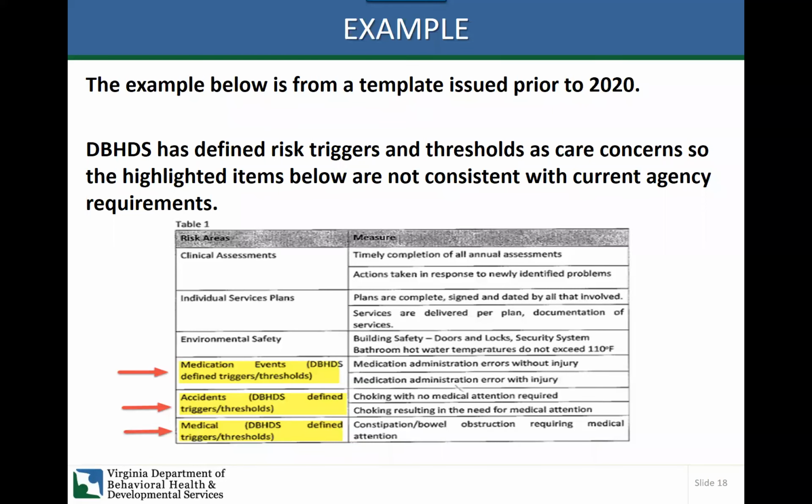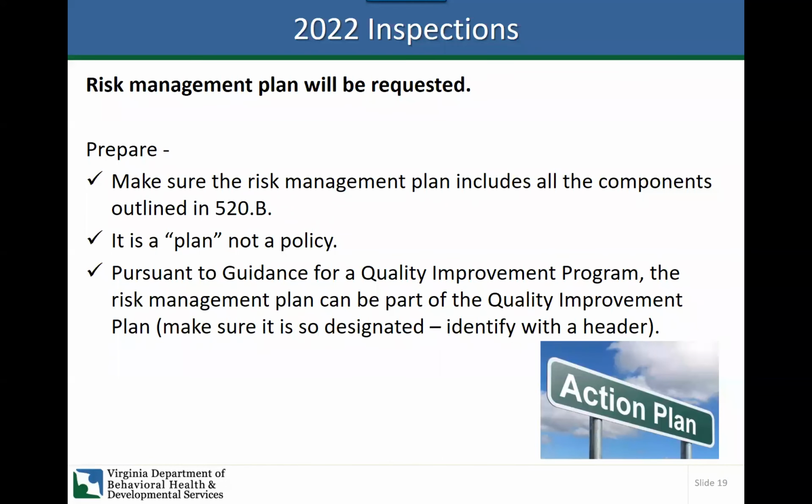So for the next slide, we say in 2022, again, we will be asking for the risk management plan. And so you need to prepare, make sure the plan includes all the components outlined in 520B. And remember, it's a plan, it's not a policy. Pursuant to the guidance for quality improvement program, the risk management plan can be part of the quality improvement plan, but we do encourage you to designate it as such, perhaps identify it with a header.